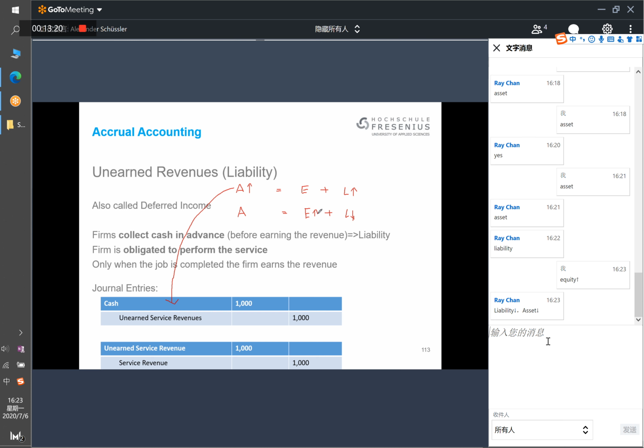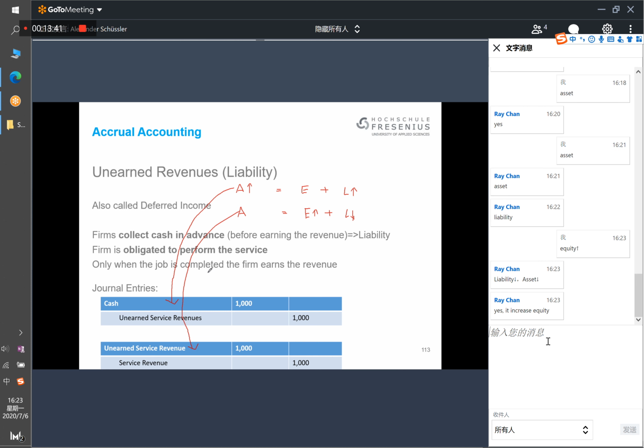Yeah, equity goes up because service revenue increases our revenue, increases our net income. Yeah, it flows through the income statement and eventually increases our equity. Very good. So this is the second.